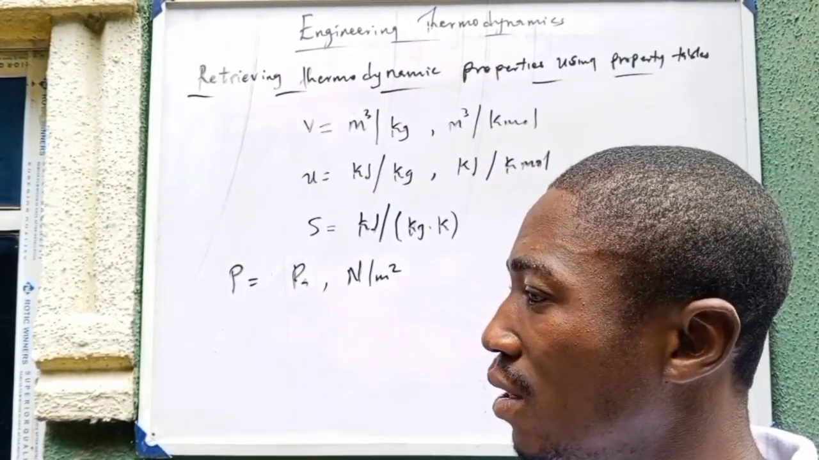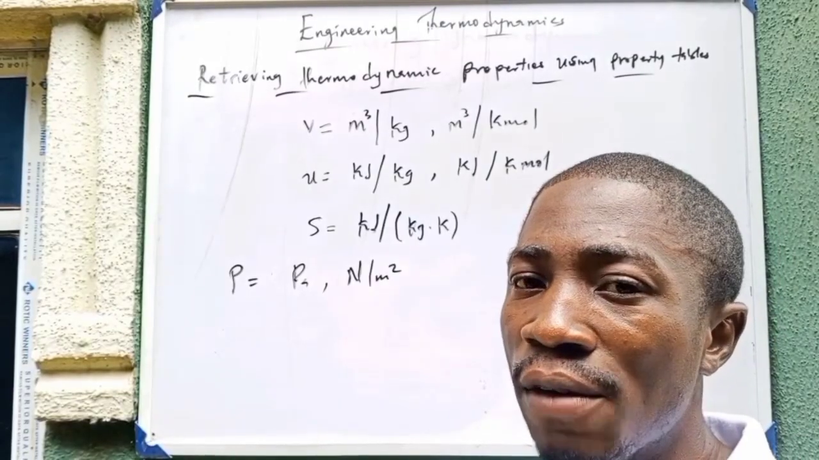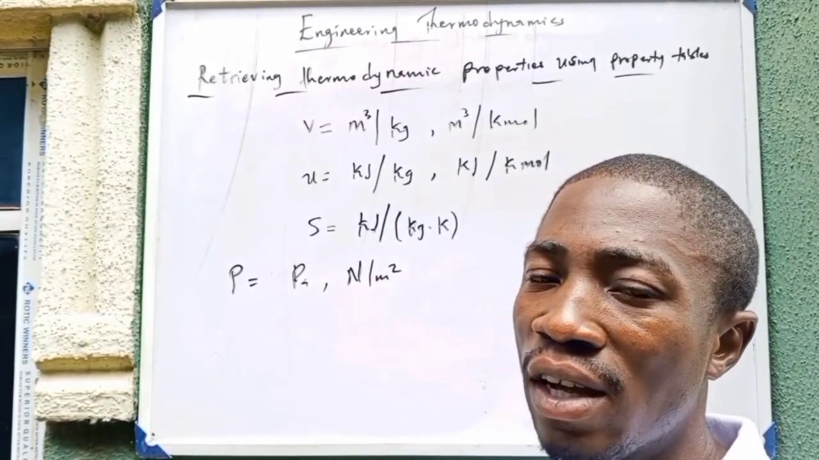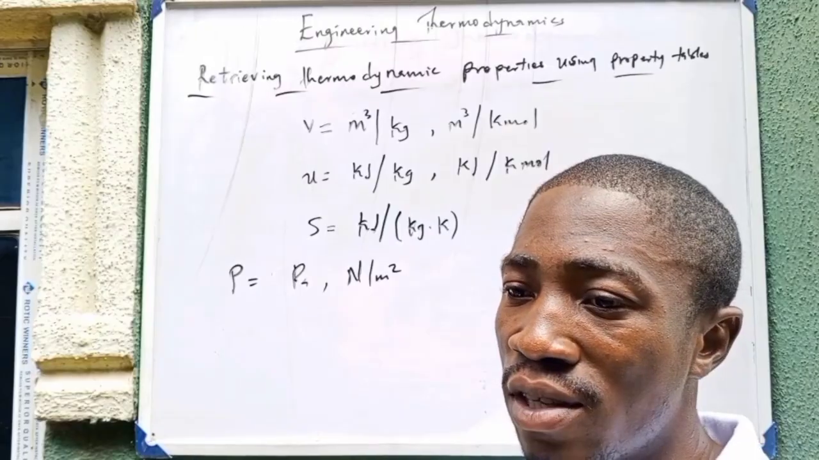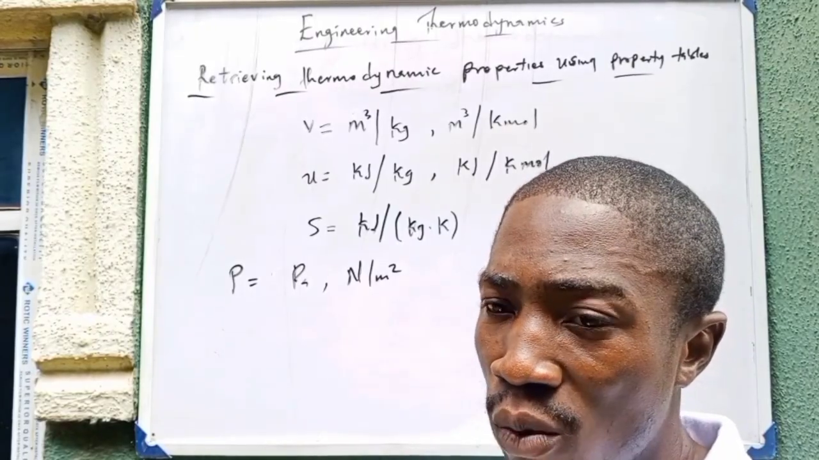You get? Then another example is temperature. We can have Kelvin, we can have Fahrenheit, we can have degrees Celsius. So it just depends on the property table you are working with.